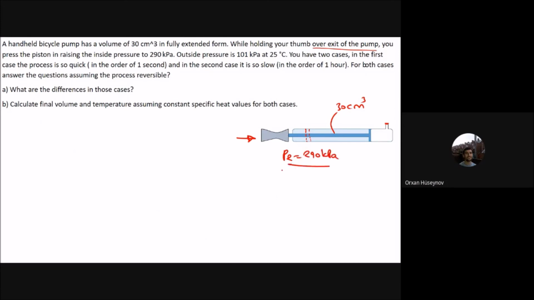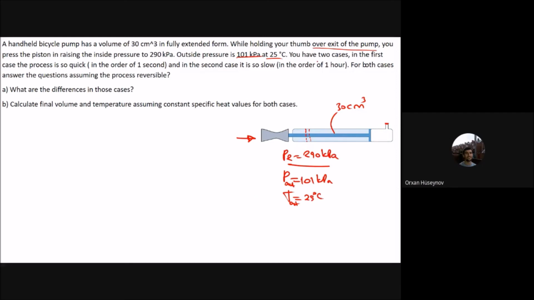Okay. And the outside pressure is 101 kilopascal at 25 degrees. So P1 is 101 kilopascal, and let me write this one as outside. So I will do it as P1. So P out is 101 kilopascal, and the T out environment is 25 degrees Celsius.